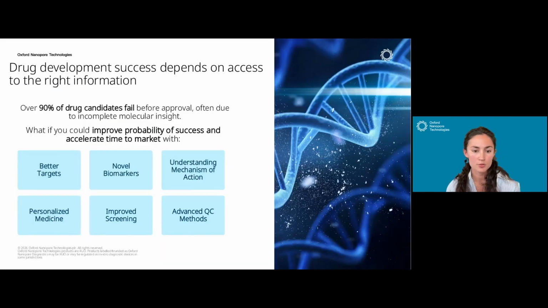Before we dive into some of the details, I think it's always really important to start where every therapeutic begins, which is understanding the underlying biology, and with a bigger picture question: what's actually limiting success within drug development today? We know that over about 90% of drug candidates actually fail, and a big part of that comes down to having incomplete molecular insight. We're often making some really critical decisions based on having partial or fragmented data. And that challenge continues to show up across the entirety of the pipeline, whether that's in your target discovery, biomarker identification, understanding mechanisms, or even within your quality control.